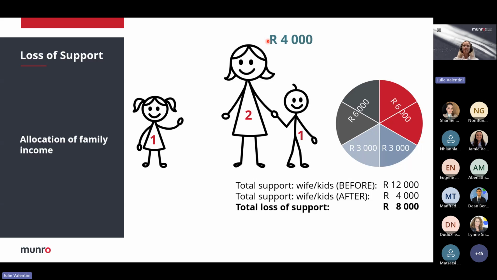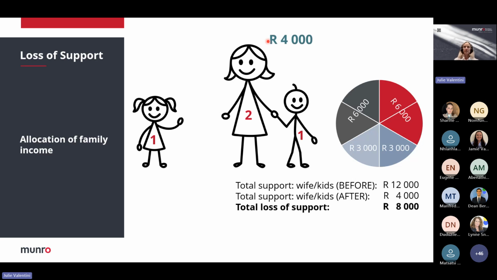Now, how do we split that 8,000 Rand between these 3 dependents? There's a very important judgment that we use to do that, and it's called the Santam versus Faree judgment. And that judgment states that the surviving spouse's earnings must first go towards her own support, and only if anything is remaining can it be used to support the kids. So I'll just repeat that. The surviving spouse's earnings must first be used towards her own support, and only if there's anything left can it be used to support the children.